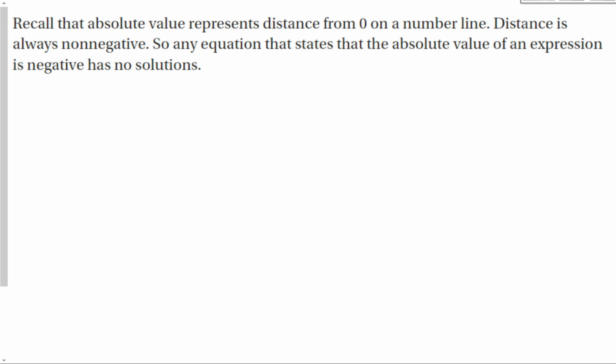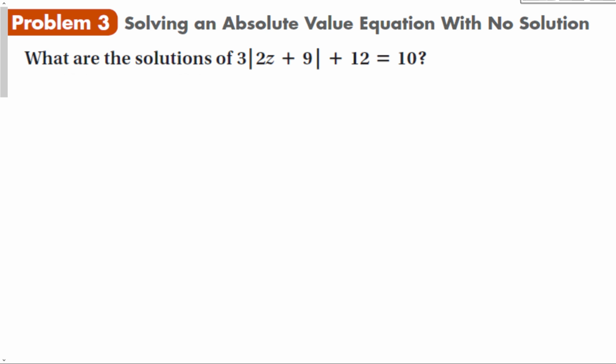Recall that absolute value represents distance from 0 on a number line. We mentioned that before. Distance is always non-negative. So any equation that states that the absolute value of an expression is negative has no solutions. So if I'm solving a problem like this, my first step is to isolate the absolute value.